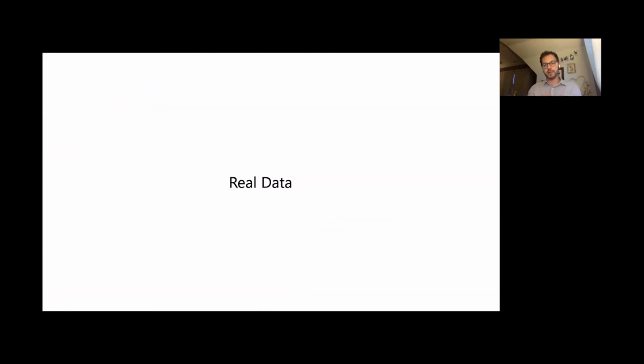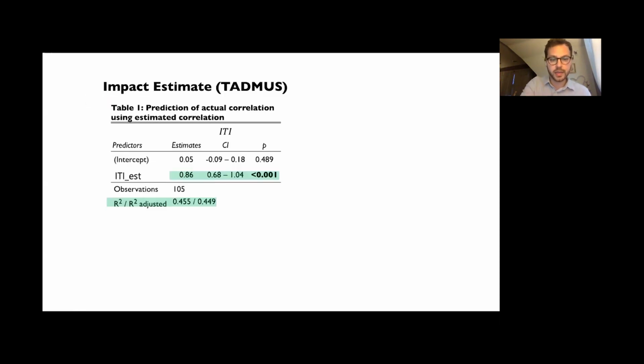And for real data, what we're interested in is how well does that predict the actual ITI? How close are we getting? Are we getting a significant relationship? So for the Tabness data, we can see that the estimate is a strong and significant positive predictor of the ITI. And the overall relationship is quite strong according to the R-squared values.